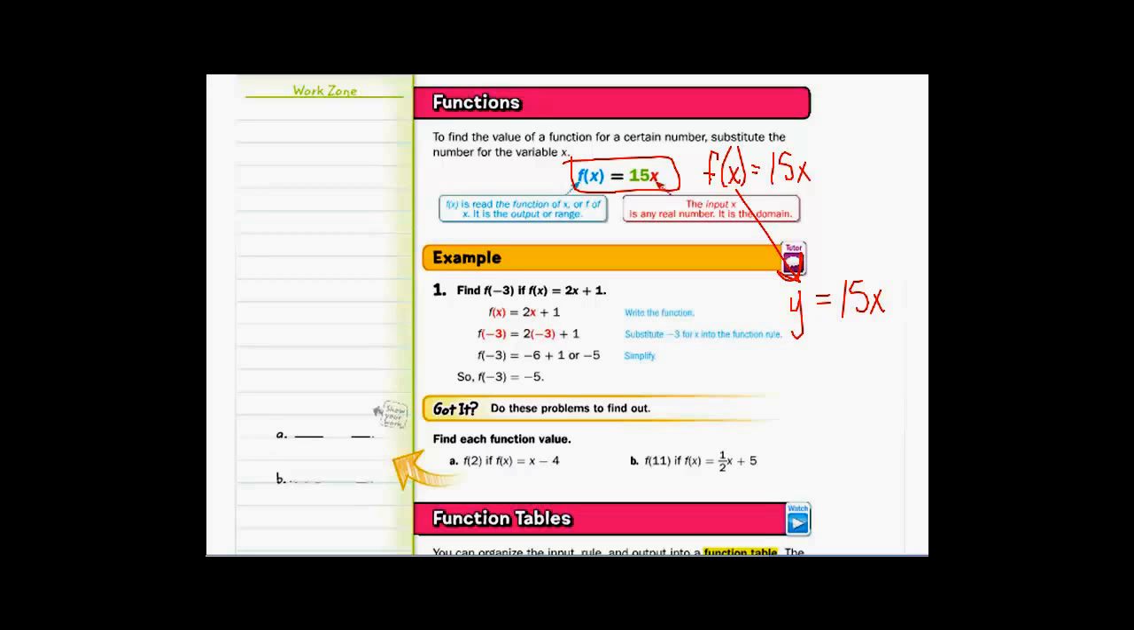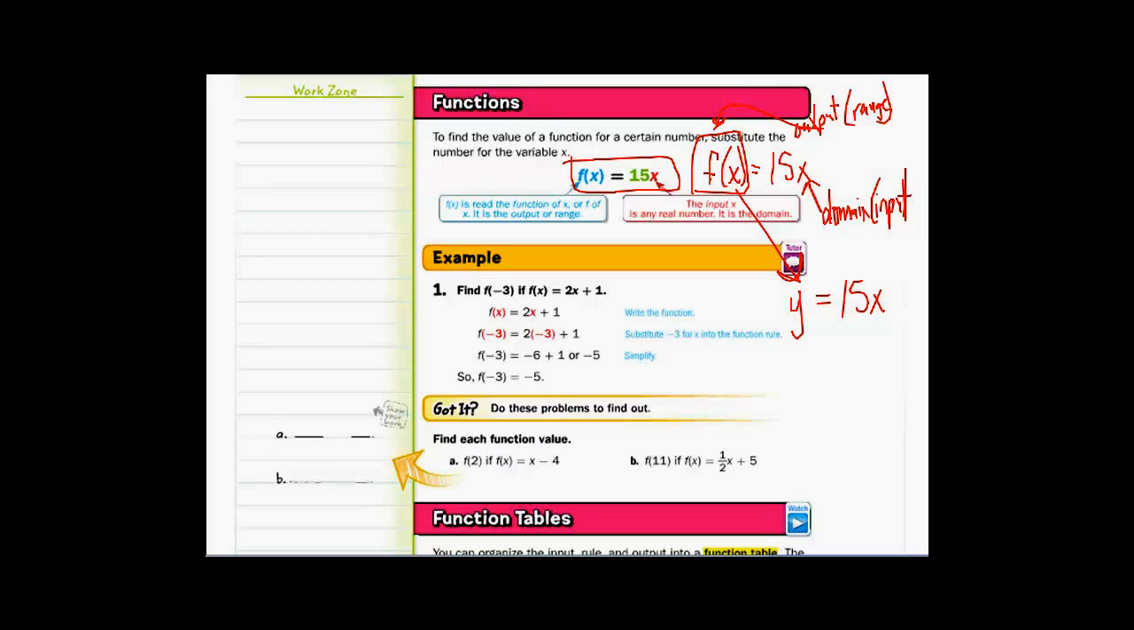Okay? So the F of X right here, this is the output. Or what's another word we use for output? Range. So F of X stands for the range. Okay? And remember that X is the domain. Those are the numbers that you can put in. Right? Those are the inputs. Okay. So with that being said, let's look at example 1.